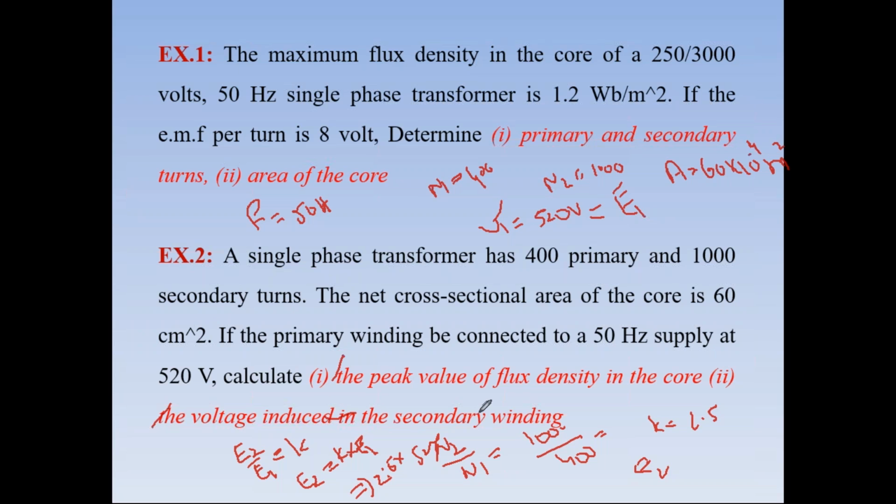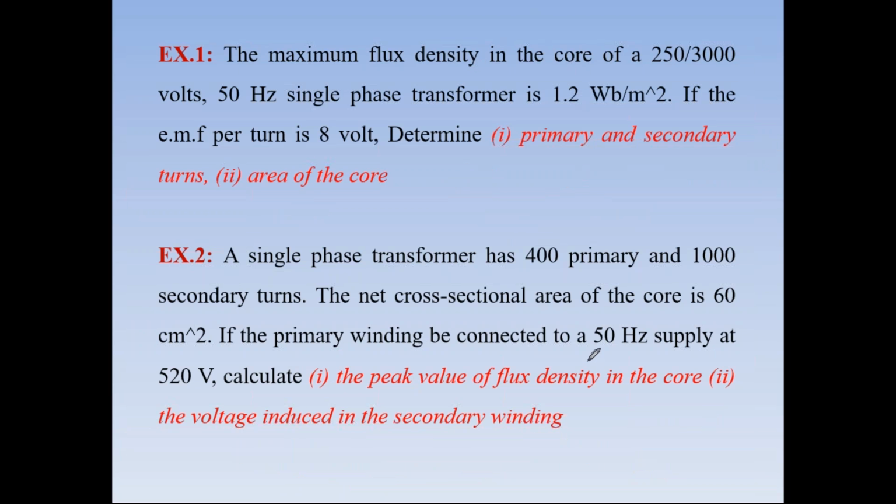Now the peak value of flux density in the core. What is the value we need to find here? Flux density is Bm only, right? For finding this value, we can use E1 as well as E2. So I am using the E1 equation. E1 is equal to 4.44 F Bm A into N1. This is the EMF equation on the primary.